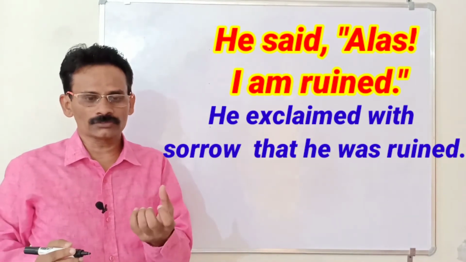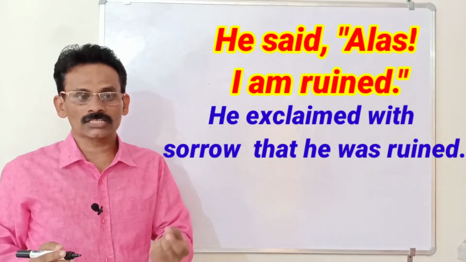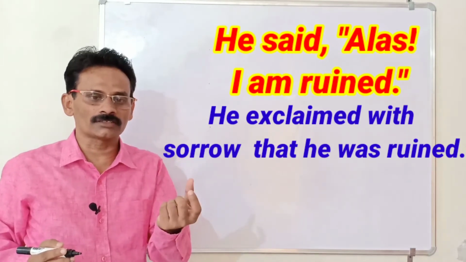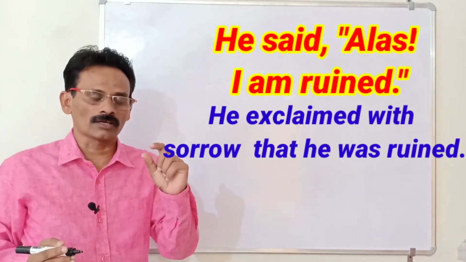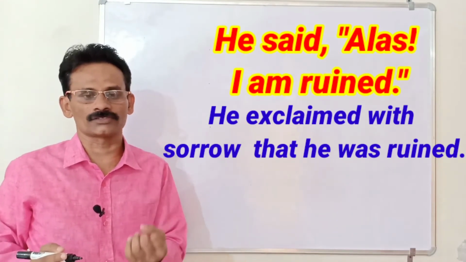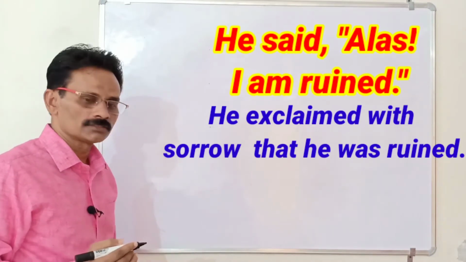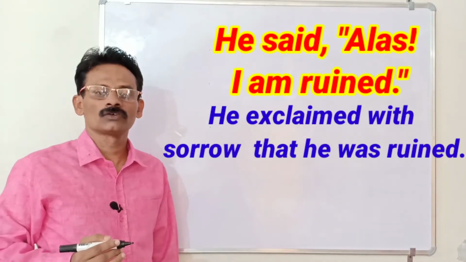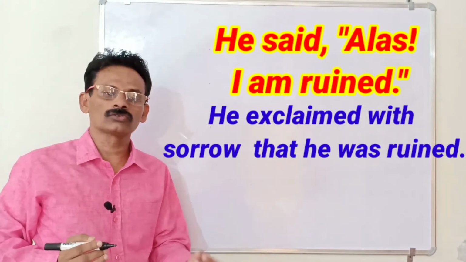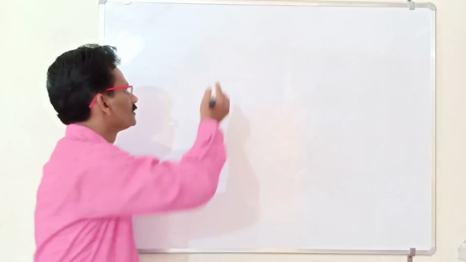Now when we use exclamatory words, we should express the emotion of that interjection in the reporting verb, the first part of the sentence in the main clause. So here he exclaimed with sorrow that he was ruined.